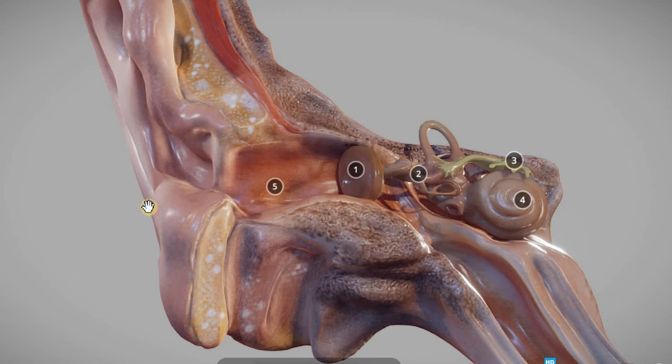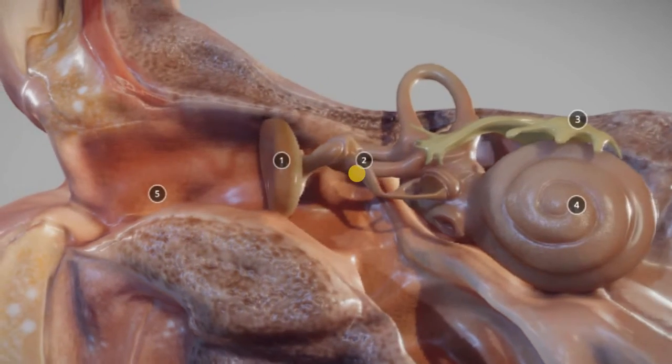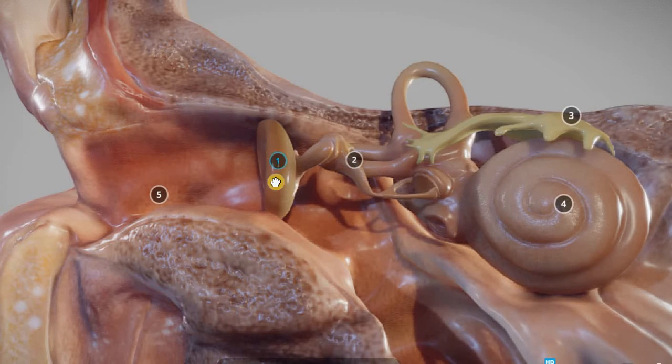Okay, so we have the pinna, and then the ear canal. This is the external auditory or external acoustic meatus. Okay, then eventually we come to the eardrum, which is the tympanic membrane. Okay, so there's the tympanic membrane.